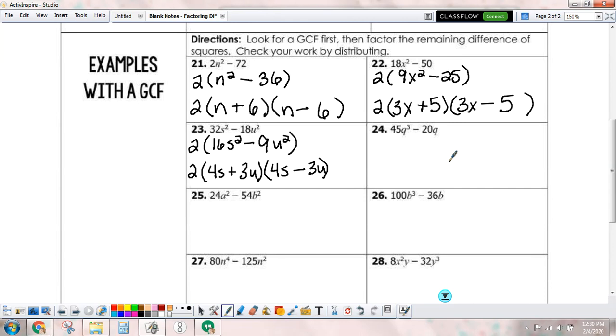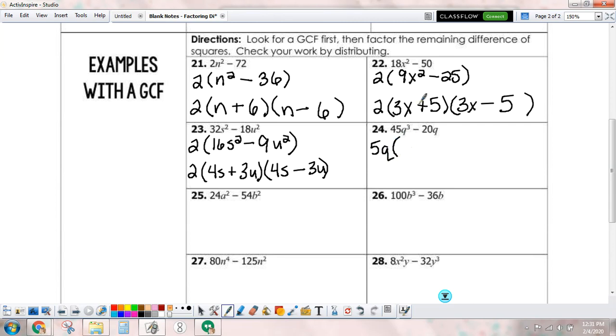So for 24, this one's a little different. So I do have 45 and I have 20. And I know neither of those are perfect squares. I do see the subtraction sign, so I think we could probably pull something out of both of these. And then I have q to the third and q. But those aren't perfect squares either. But I do know that those have a greatest common factor. The greatest common factor between 45 and 20 is going to be 5. But then the greatest common factor between q to the third and q is actually q. So I can pull out a q as well.